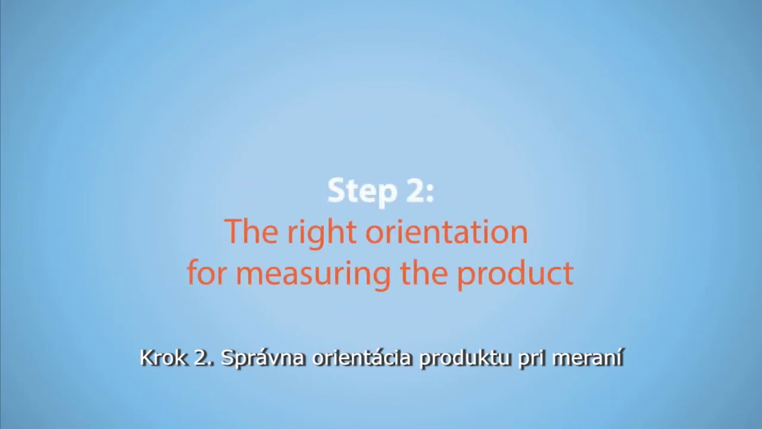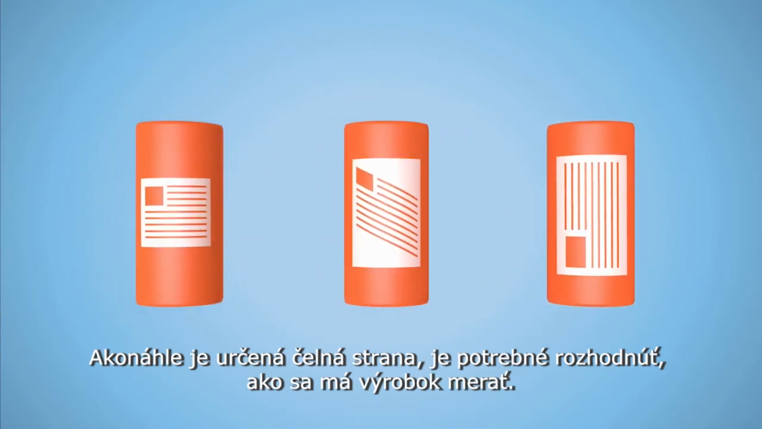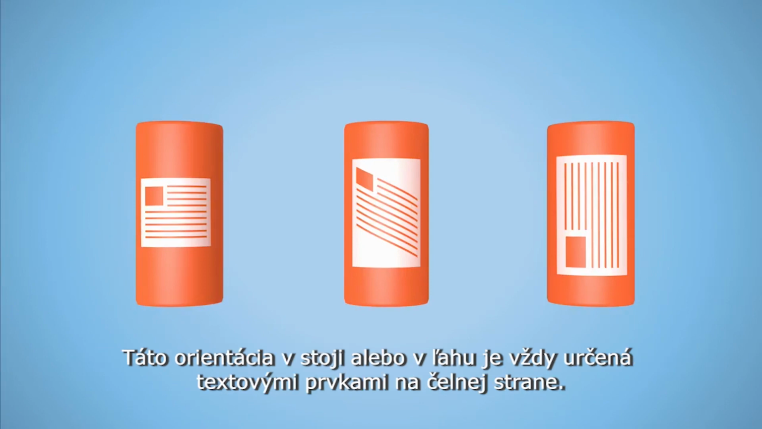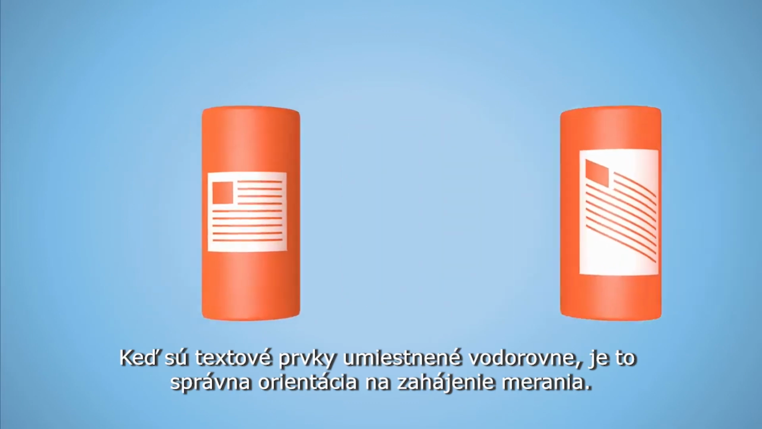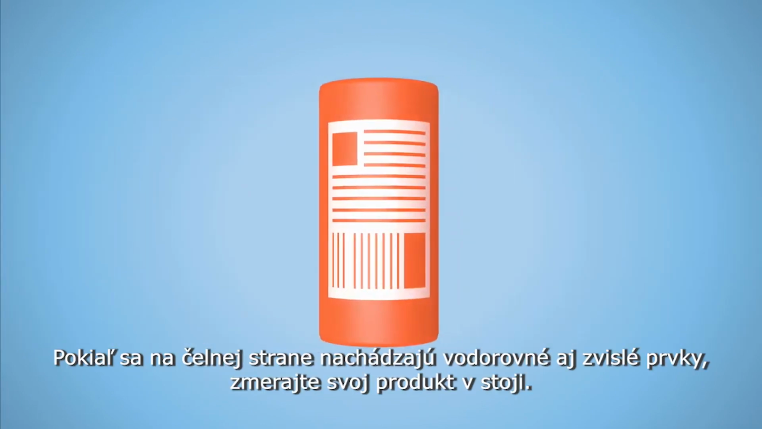Step 2. The right orientation for measuring the product. Once the default front has been determined, it must be decided how the product is to be measured. This orientation, whether standing or laying down, is always determined by the text elements on the default front. When the text elements are placed horizontally, this is the right orientation to start measuring. If both horizontal and vertical text elements are found on the default front, measure the product in a standing position.